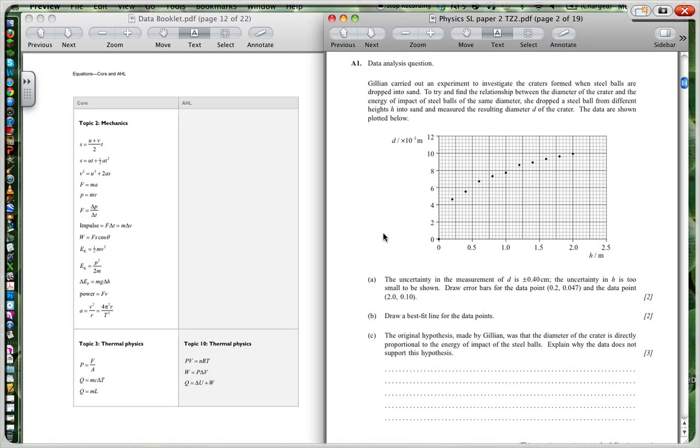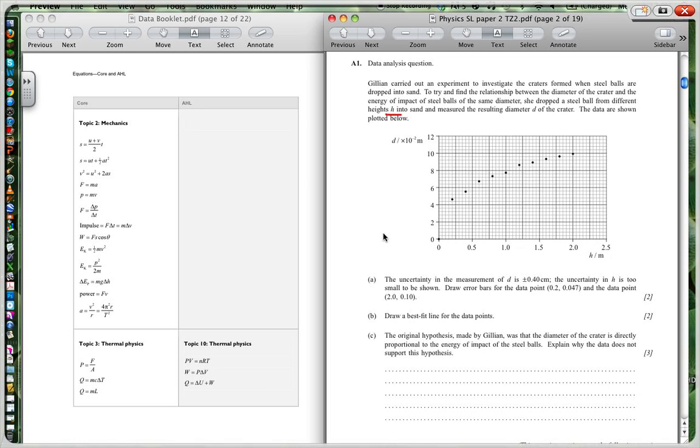It says, Gillian carried out an experiment to investigate the craters formed when steel balls are dropped into sand. To try and find out the relationship between the diameter of the crater and the energy of impact of steel balls of the same diameter, she dropped a steel ball from different heights h into the sand and measured the resulting diameter d of the crater. The data are shown plotted below.